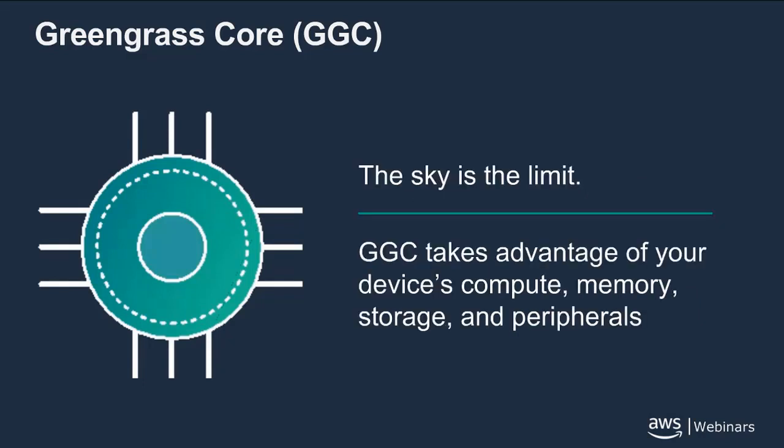So the sky really is the limit. If you run this on a Raspberry Pi, of course, you'll have limits on what your Lambdas can do just because there's a limited amount of CPU capacity. If you want to run this on a large server, then Greengrass will take advantage of that. The container engine, of course, can scale up and consume the hardware that you actually give it.